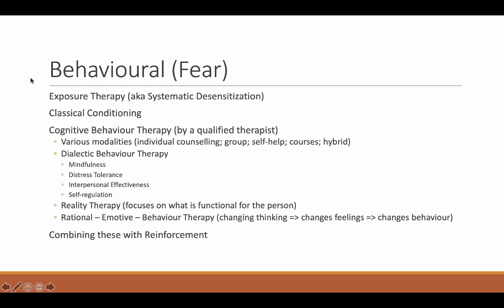There are many different ways that cognitive behavioral therapy is delivered. Those are called modalities. People can go to one-to-one counseling, can participate in group therapies. They can go and get books or videos and do self-help. They can take classroom courses. And the most common thing is to see a hybrid or combination of those things for that individual.